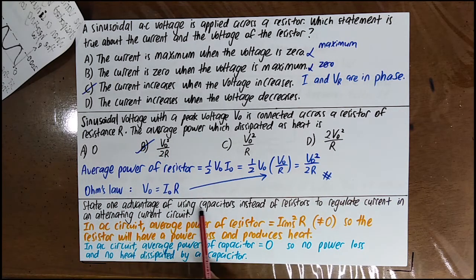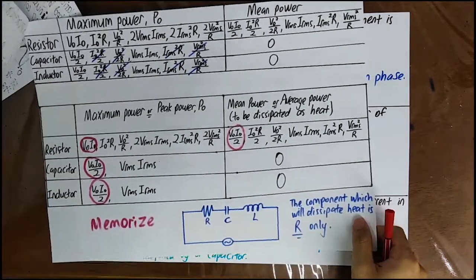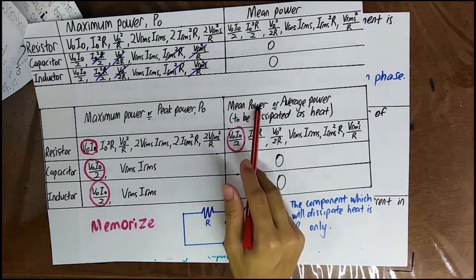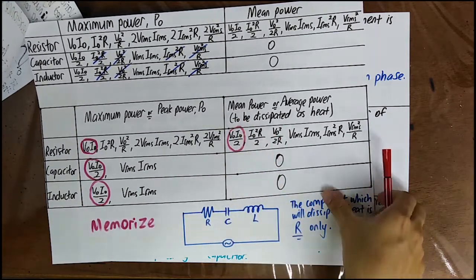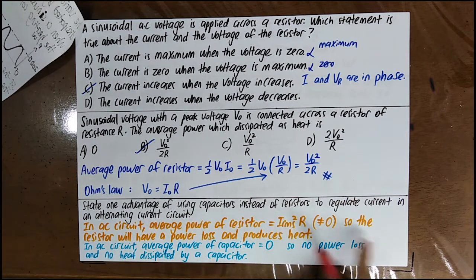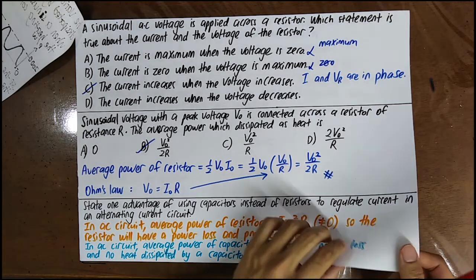State one advantage of using capacitors instead of resistors to regulate current in an alternating current circuit. Okay, you know that for the capacitor there is no mean power. That means there is no heat lost. So this is exactly the answer. In the alternating current circuit, the average power of the resistor is not equal to 0. So the resistor will have a power loss, and the power is lost in the form of heat. But for the capacitor, there is no power loss. There is no heat dissipated by the capacitor in an alternating current circuit.